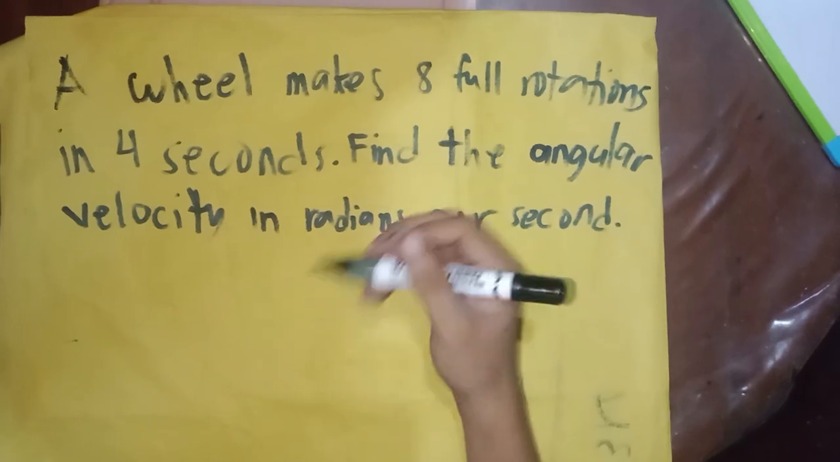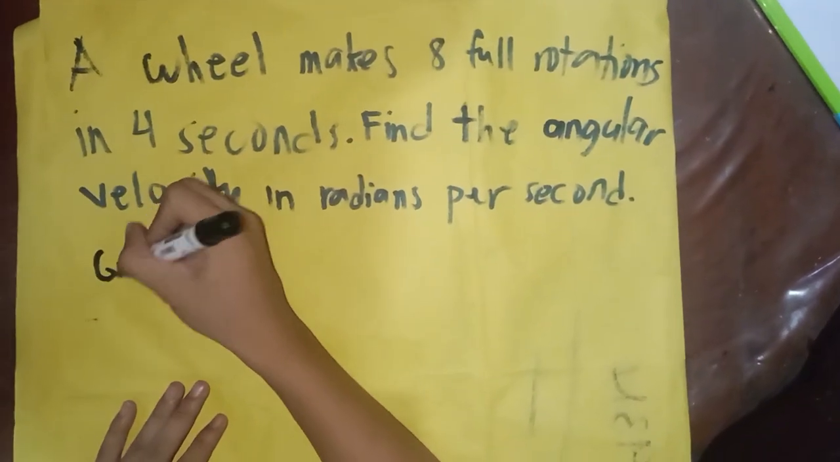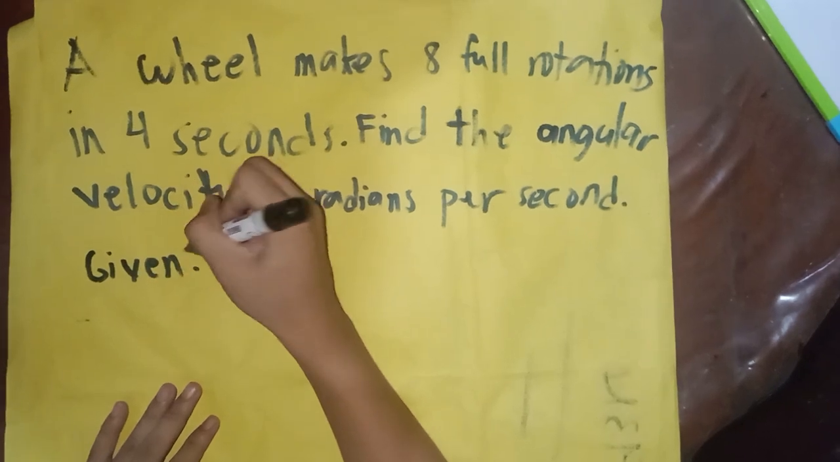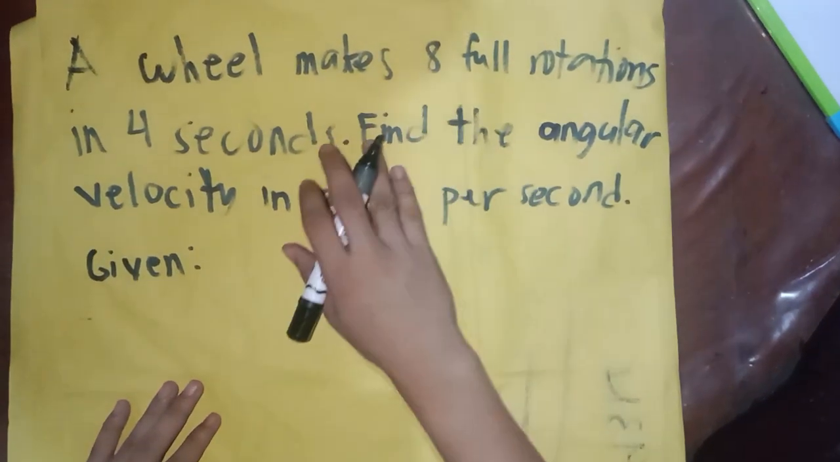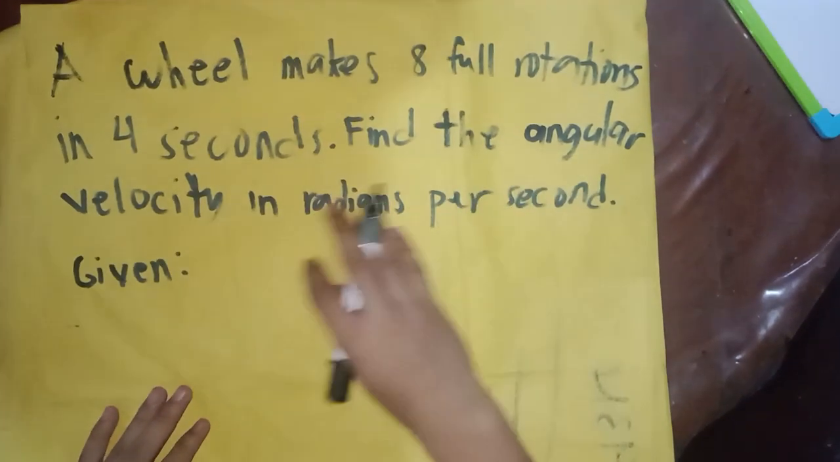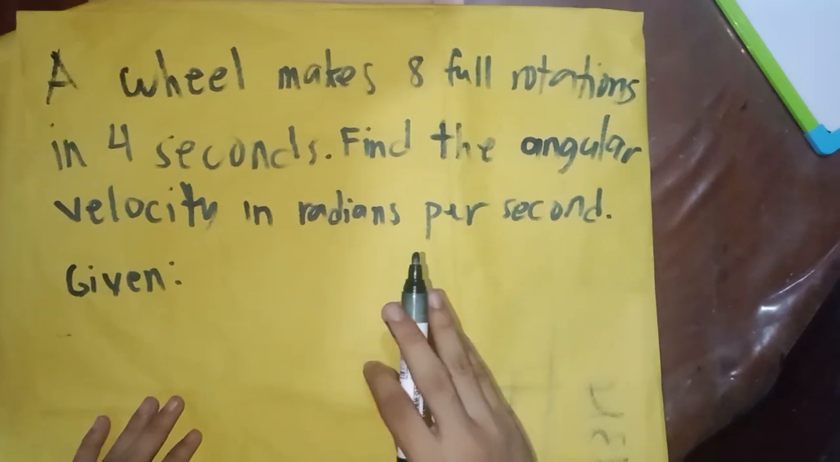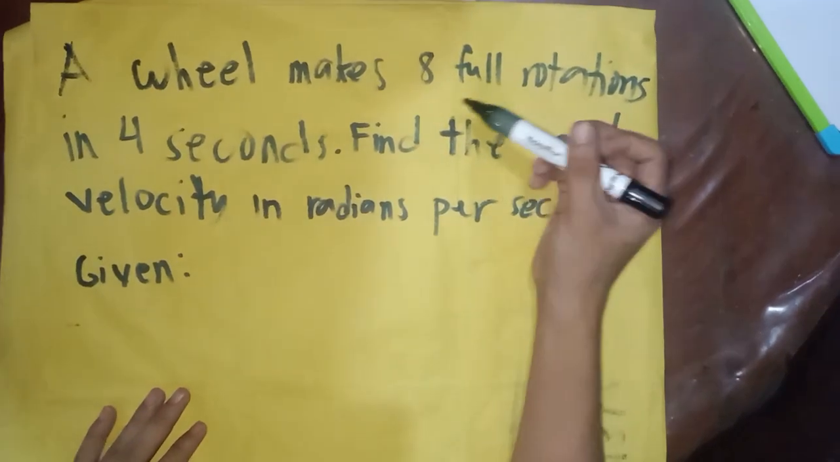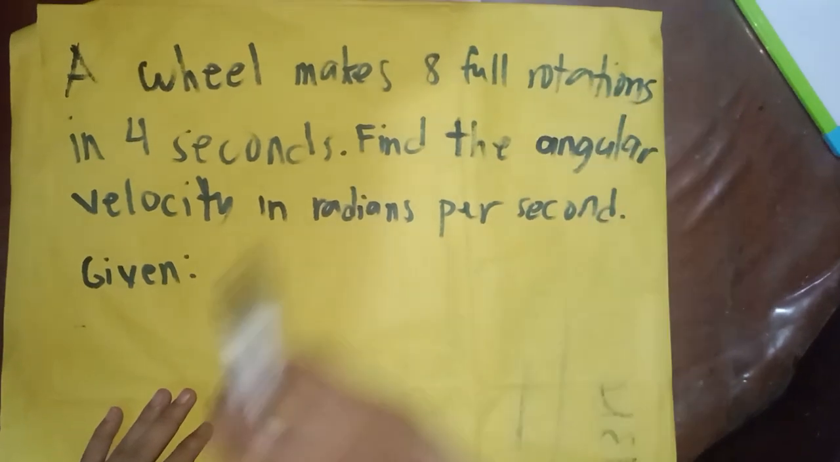Second problem, or the last problem. So let's write the given. Since we have no radians in the problem, and it indicates here to find the angular velocity in radians per second, we need to convert this 8 full rotations into radians.